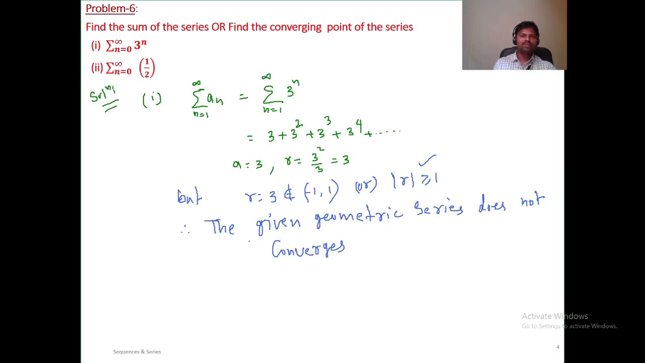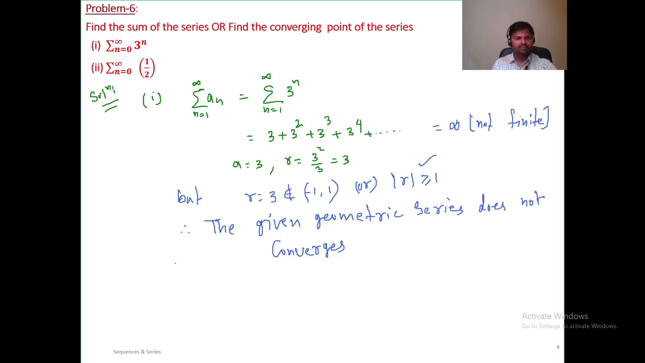I need not apply the geometric series theorem. Directly you can look here: 3 plus 3 square, 9, 9 plus 27 plus 81 plus and so on. If you add all these terms, what will you get? You will get infinity. So therefore it is plus infinity. It is not a finite number. So directly, without using any theorem, the series diverges. That's it. The geometric series theorem is not required now. We can conclude in so many ways. The subject should be in your grip.